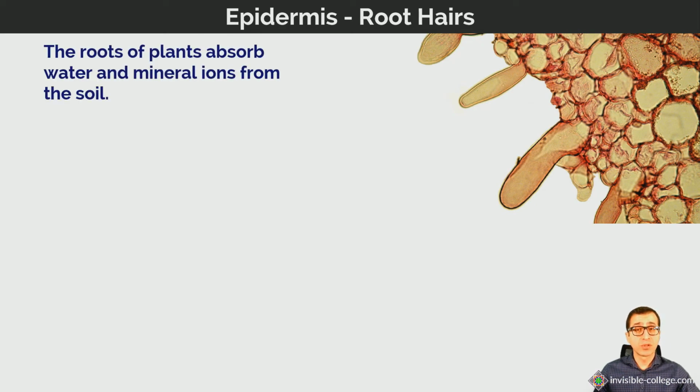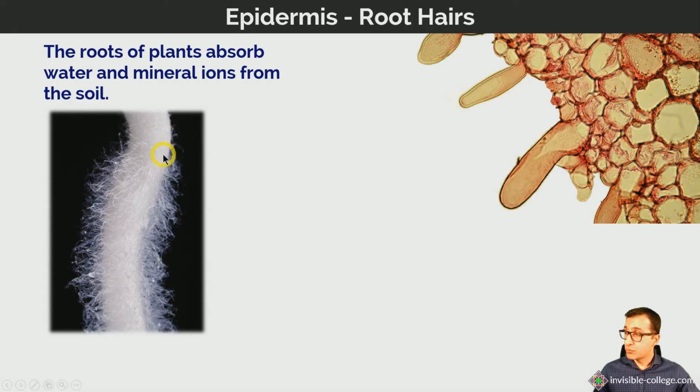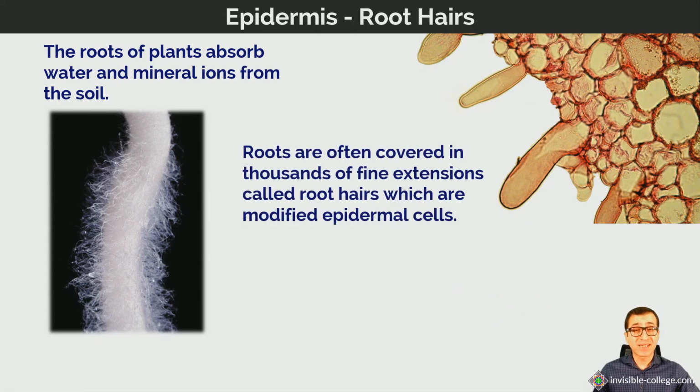Now, the roots of plants are responsible for absorbing water and dissolved mineral ions from the soil. So here we can see that the roots have this fine covering of root hairs. Roots are often covered in thousands of fine extensions like this called root hairs, which are modified epidermal cells. Again, the reason for this structure is to maximize the surface area of the root so that more efficient absorption of water and dissolved minerals can take place.